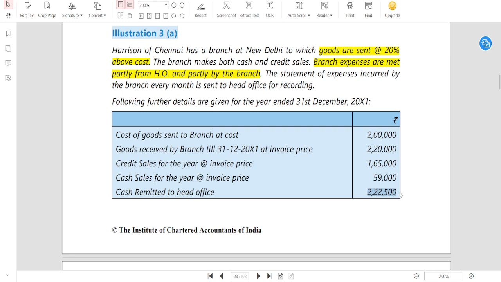So when cash is remitted to HO, what will be the journal entry, sir? It means cash account debit to branch cash, correct? We know that very well. Cash account debit to branch cash, that we have already done. So cash account debit to branch cash.